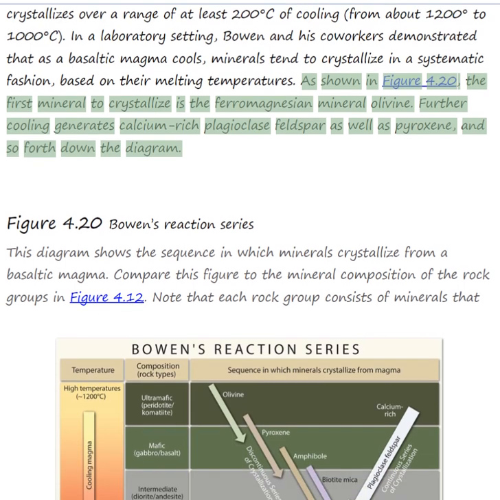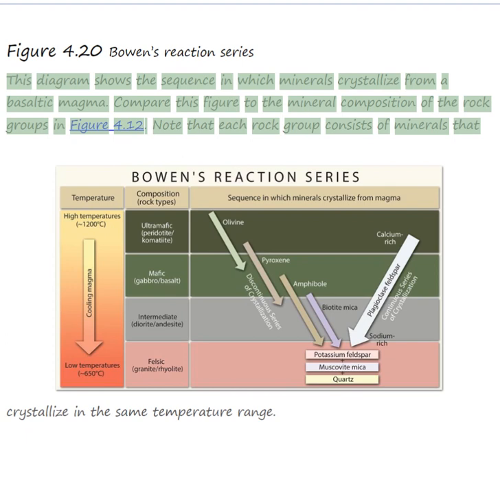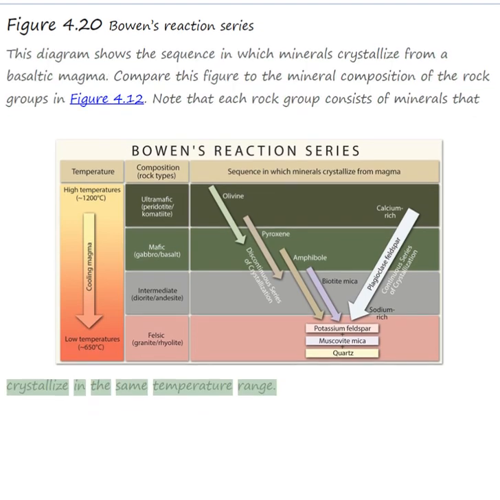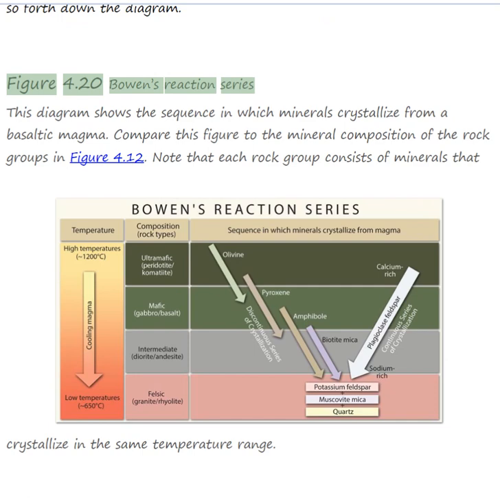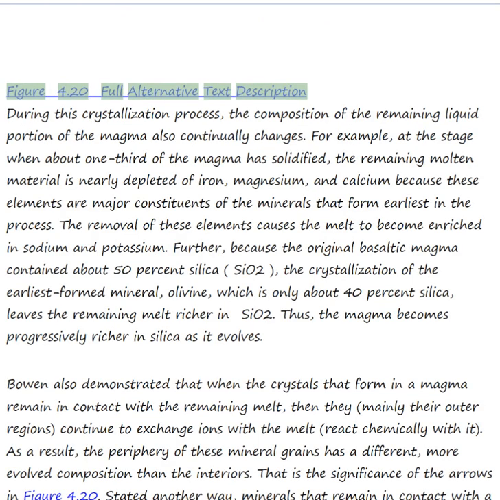As shown in Figure 4.20, the first mineral to crystallize is the ferromagnesian mineral olivine. Further cooling generates calcium-rich plagioclase feldspar as well as pyroxene, and so forth down the diagram. This diagram shows the sequence in which minerals crystallize from a basaltic magma. Compare this figure to the mineral composition of the rock groups in Figure 4.12. Note that each rock group consists of minerals that crystallize in the same temperature range. Figure 4.20 Bowen's reaction series.